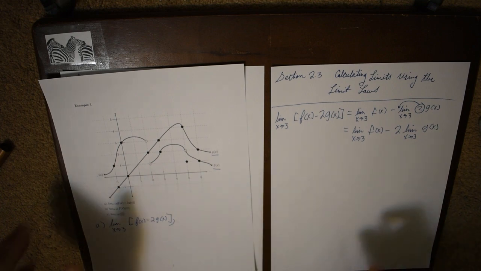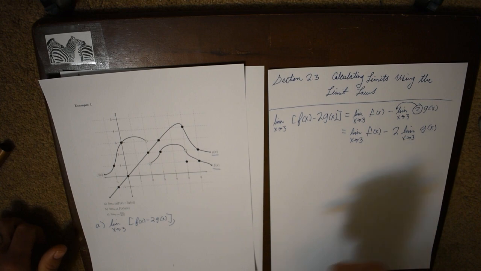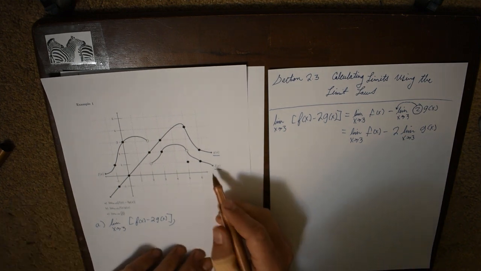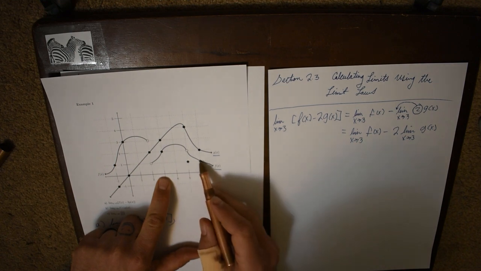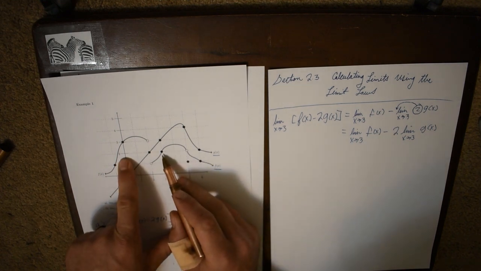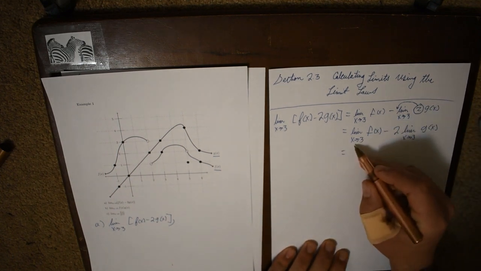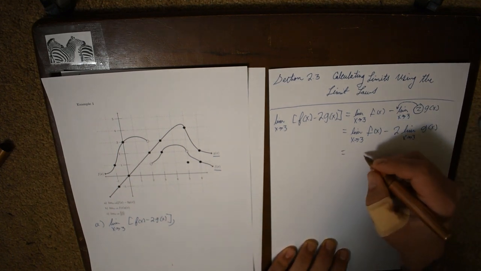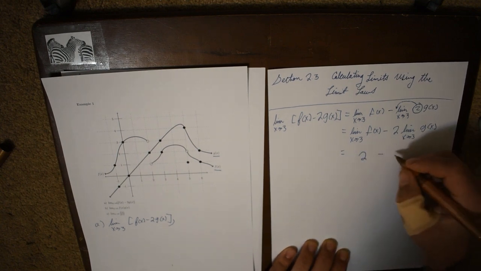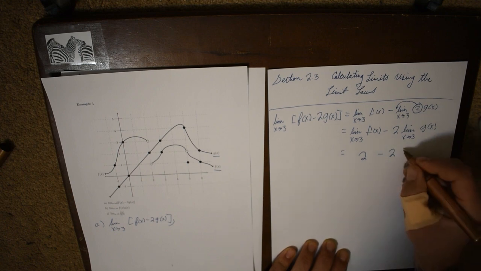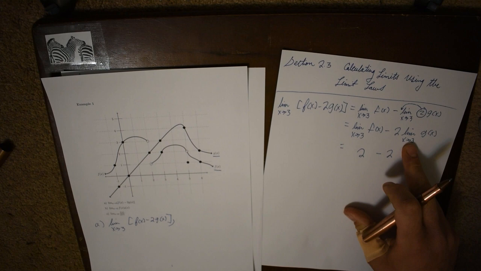Now that we have broken it apart, I use the term accordion, we have pulled this thing apart, now we can go to our graph. The limit as x approaches 3 of f of x. Well, here's f of x, and as our values of x get really close to 3, the value of f of x is going to approach 2. So, the limit as x approaches 3 of f of x is going to be equal to 2.